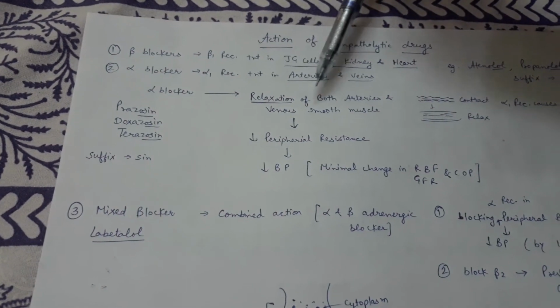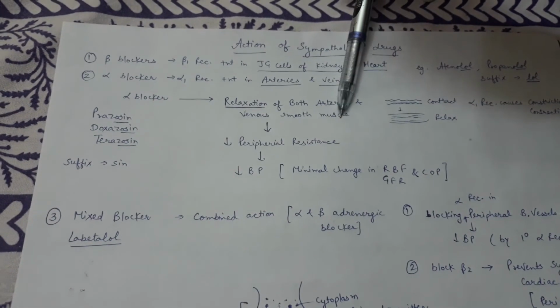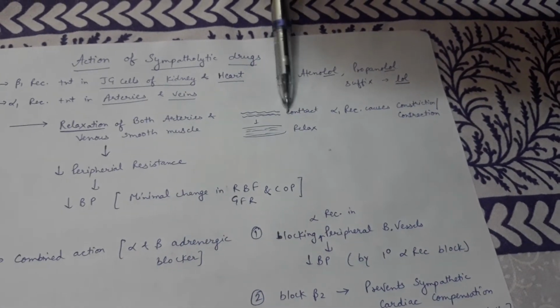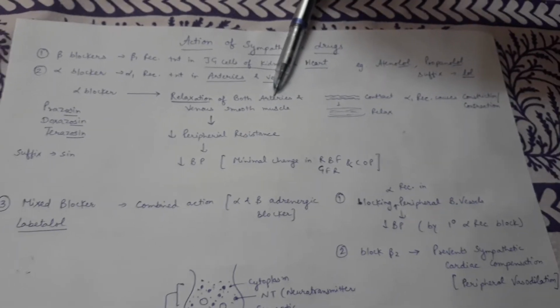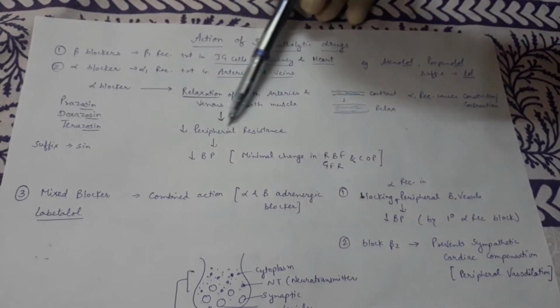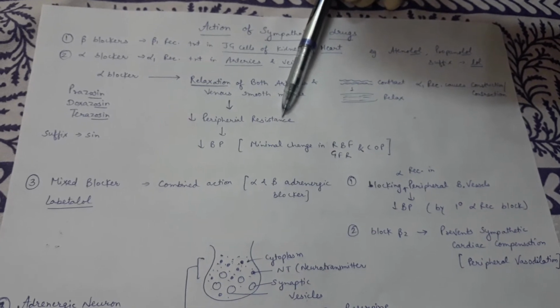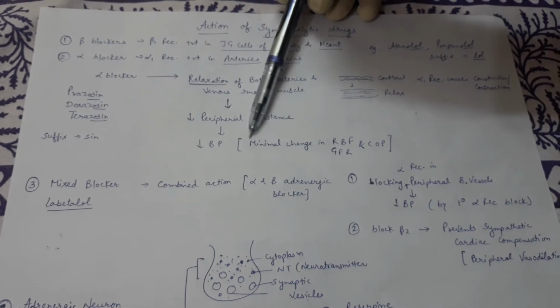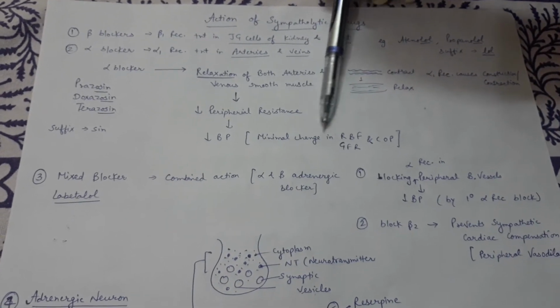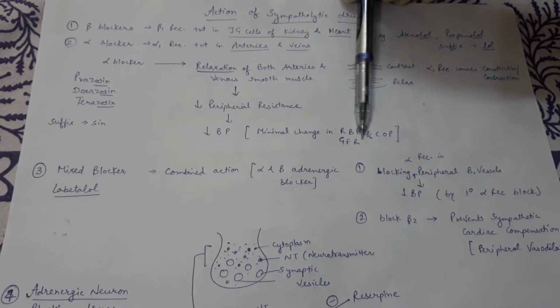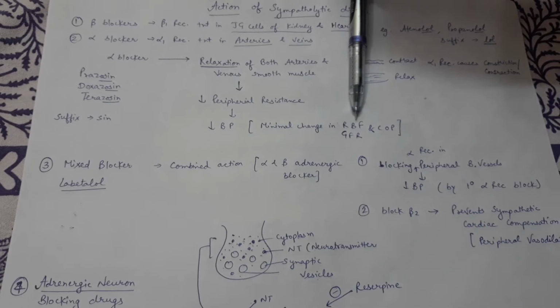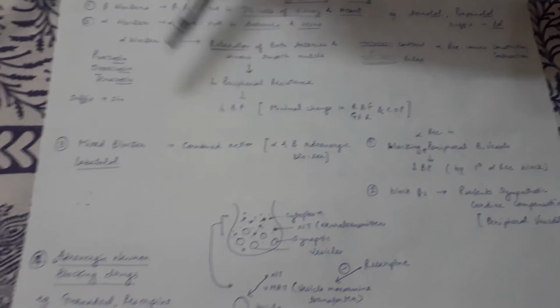So by giving the alpha blocker, it causes the relaxation of both arterial and venous smooth muscles, because the contraction which is caused by alpha 1 will be inhibited. This decreases the peripheral resistance, meaning the force of contraction will be decreased, and causes a decrease in blood pressure. But here is a specific thing: there is minimal change in renal blood flow, glomerular filtration rate, and cardiac output. Means these three things will remain unaltered but the BP decreases.